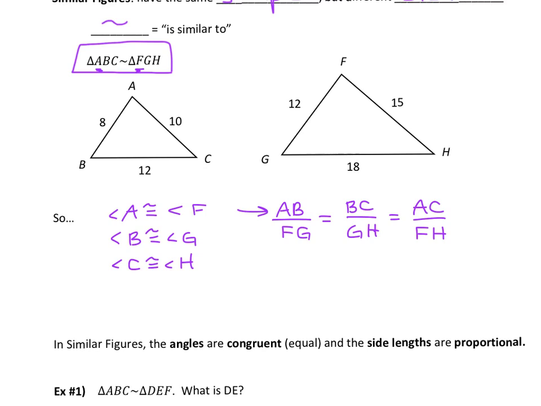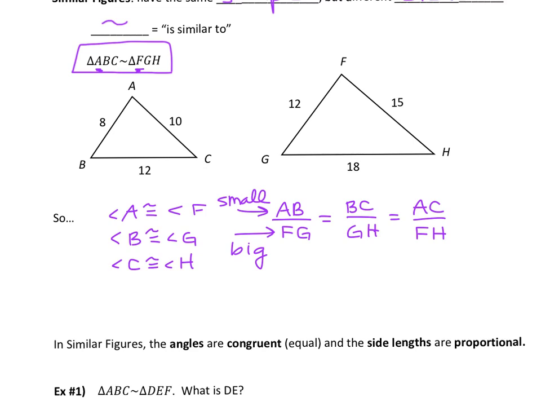Okay, notice what's happening here. On top, those are all the small triangle, and on bottom, they're all the big triangle. So it always has to be like small over big equals small over big equals small over big. Or I could flip the whole thing, and I could say big over small equals big over small equals big over small. But you need to keep all of them on the horizontal the same figure. Okay, so either the top is all small or the top is all big. Does that make sense?